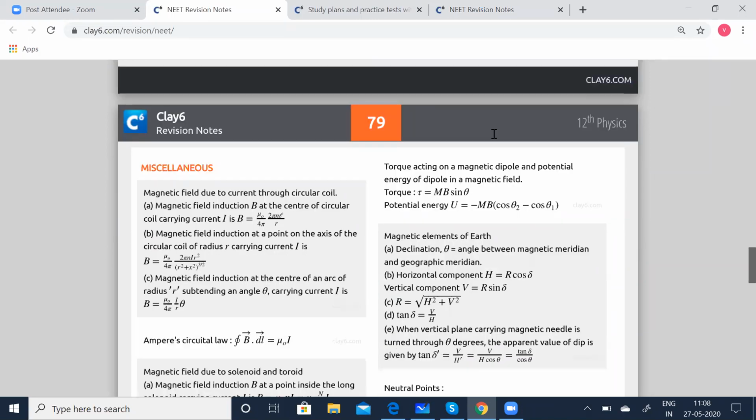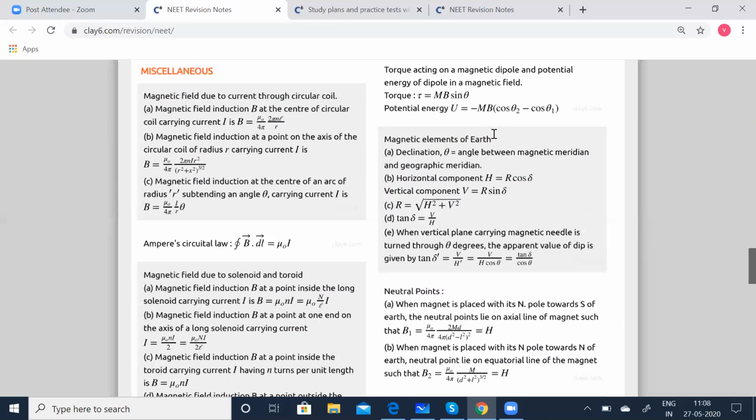Now coming to magnetic field due to a current through a circular coil. In this case, the magnetic field induction B at the center of the circular coil carrying a current I is given by B is equal to mu 0 by 4 pi 2 pi NI by R, where N stands for number of turns, and R is the radius of the circular coil. The point where the particle is going to be is the center, and that gives you the distance R.